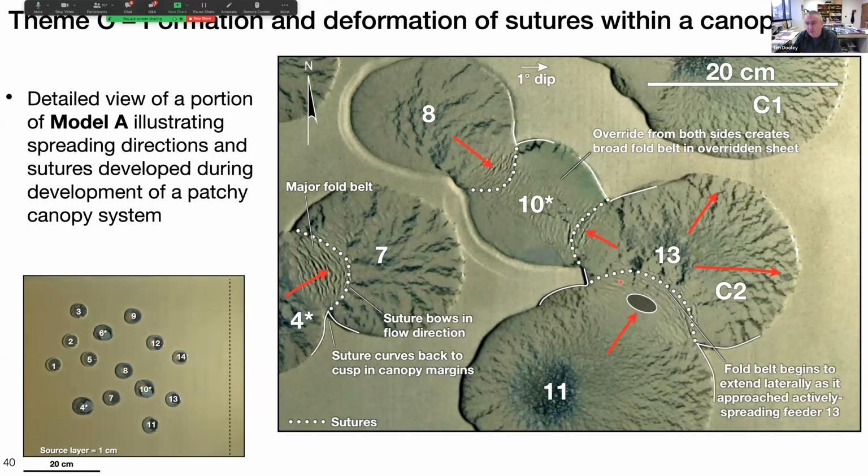Here we have an actual fold belt here. We've got some expansion here as stuff spreads outwards. And then the fold belt within here, 10 star, is being overridden by 8 and 13 here.